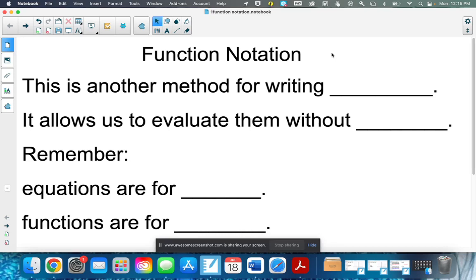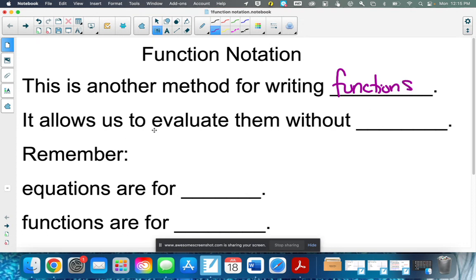Okay, so now we're going to start talking about graphing linear functions. In order for us to be able to graph linear functions, we have to be able to work with them and find points and do all the stuff that we would normally do for graphing. So now we're going to talk about what we call function notation. It's a way that you will see linear functions and other functions frequently written. So this is another method for writing functions.